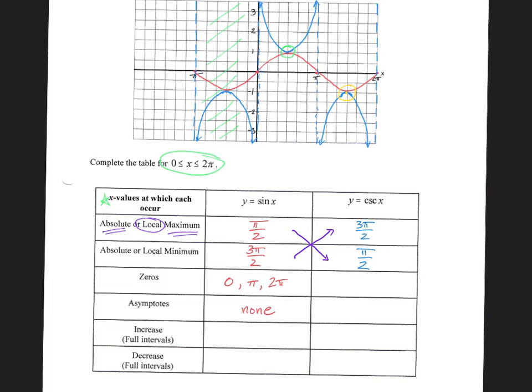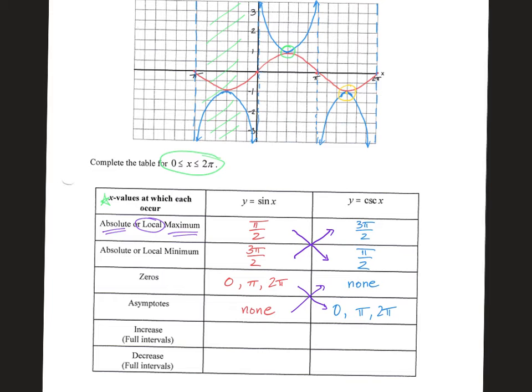You're going to see a little confirmation as we deal with our zeros and our asymptotes. When you went through to fill in where your zeros are on your blue graph, notice your blue graph never hits the x-axis, so there are none. However, where are all your asymptotes? 0, pi, and 2 pi. We see that exact same relationship as we find the reciprocal.